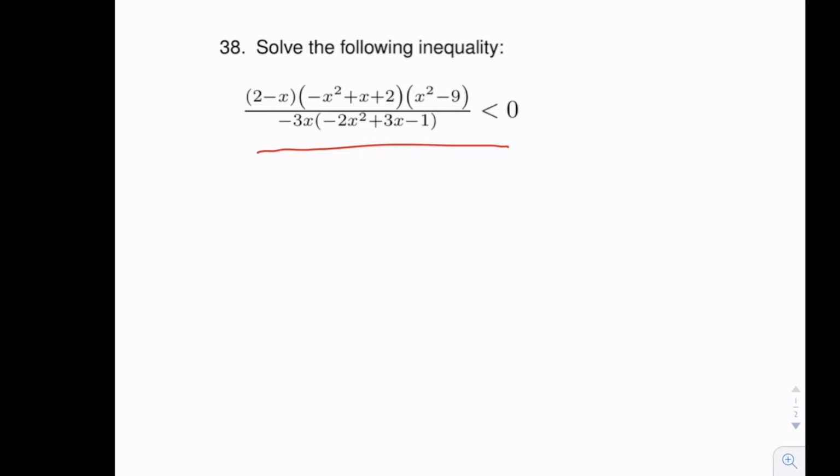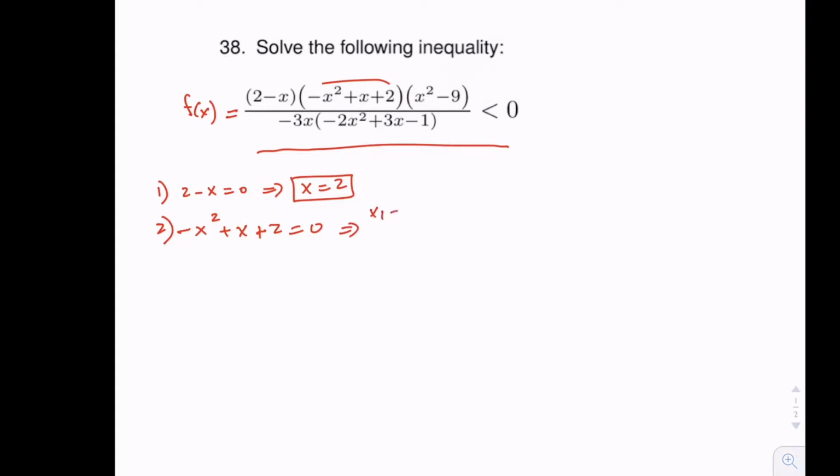So if I call this f of x, the first step is to find the roots of the numerator and the denominator. So first, 2 minus x equals 0, so x will be 2. Then second is this expression, minus x squared plus x plus 2 equals 0, which, since a plus c is equal to b, we know that one root, x1, is minus 1 and x2 is minus c over a, which is 2.